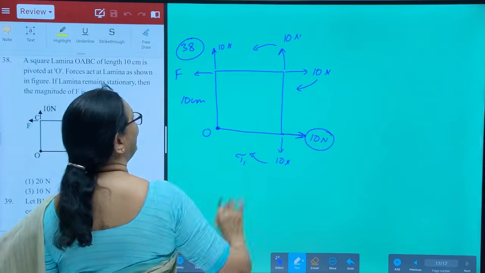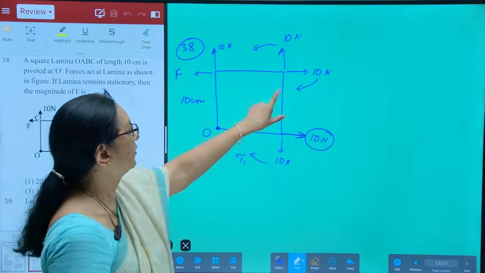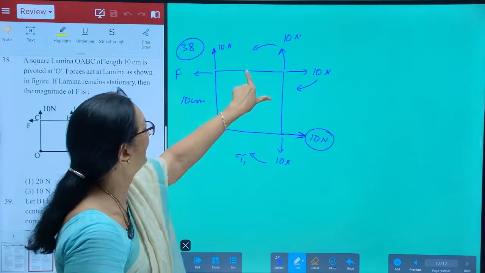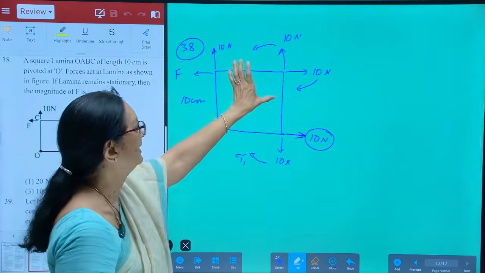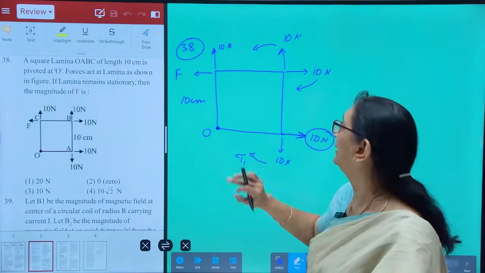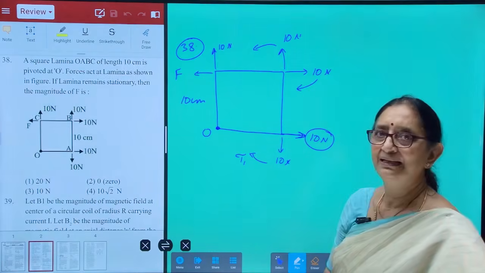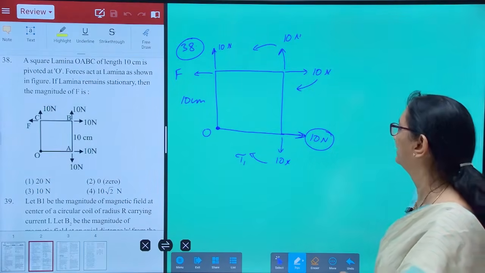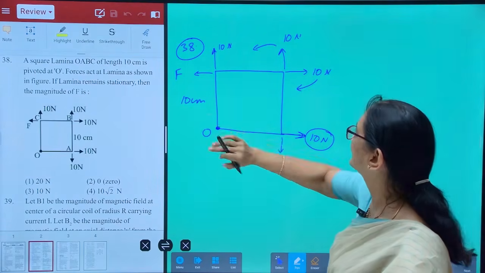And this creates a torque in this direction. This creates an equal and opposite torque because this is 10 into this horizontal distance. As that is a square lamina, the distances are equal, so these two torques, one clockwise and the other anti-clockwise, just cancel one another. So, we are left with this again.